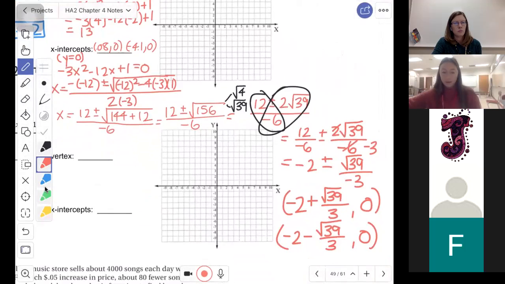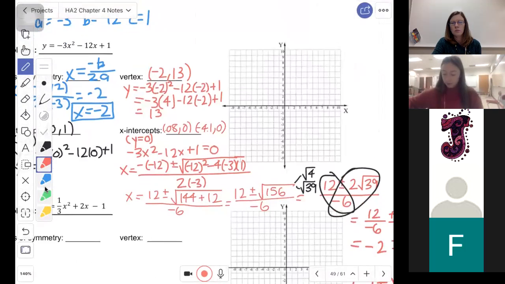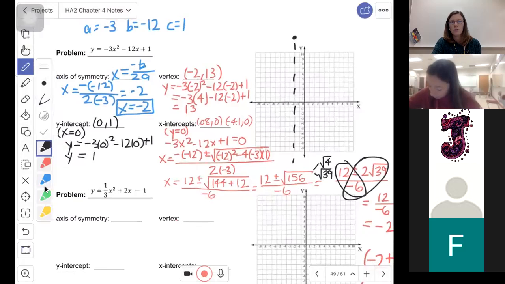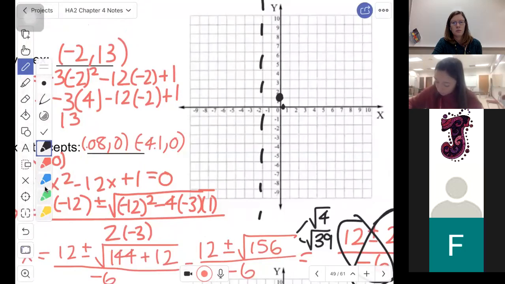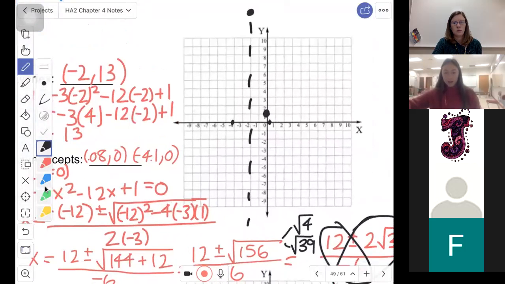Questions anywhere of how I solved there? All right, so now we have to graph. We have that axis of symmetry at negative 2. Vertex at negative 2, 13. That's not on our graph, but we know it's up there. Our y-intercept is 0, 1. And our x-intercepts are 0.08, which is right after that origin, and negative 4.1.